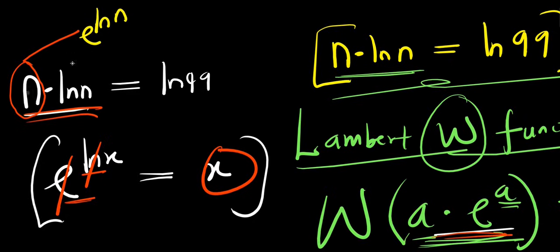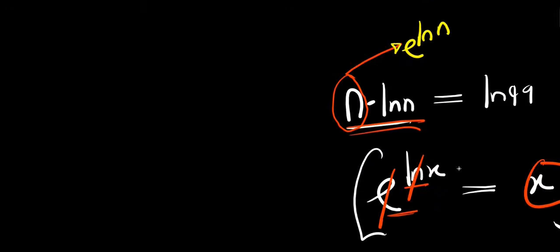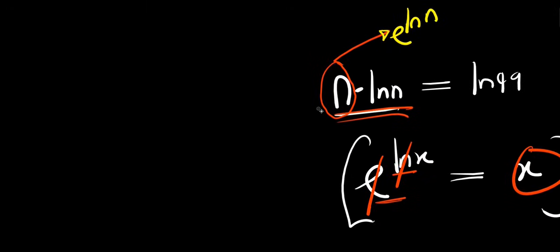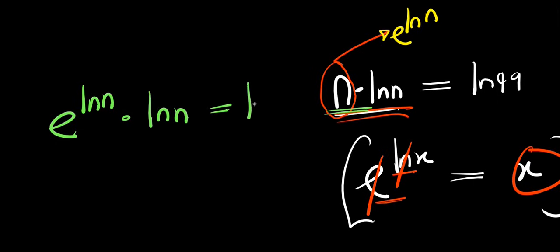So if I write this n as e power ln n, I've successfully transformed this n to this particular pattern, which is exactly the same thing as writing n. So this equation becomes, instead of writing the n that we have here, we are going to replace it with e to the power of ln n times ln n, and this equals ln 99.